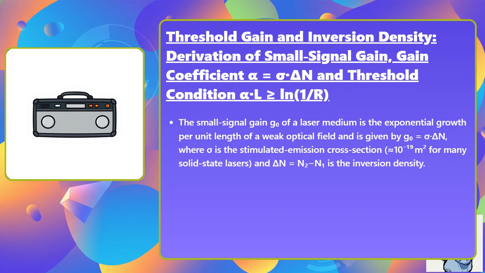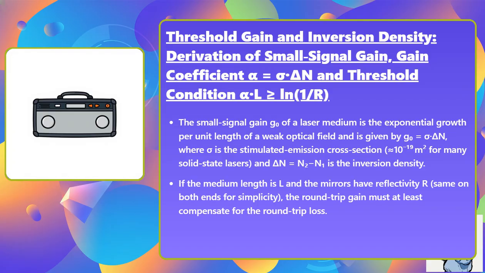The small signal gain G0 of a laser medium is the exponential growth per unit length of a weak optical field, and is given by G0 equals sigma times delta n, where sigma is the stimulated emission cross-section, approximately 10 to the minus 19 square meters for many solid-state lasers, and delta n equals n2 minus n1 is the inversion density. If the medium length is L and the mirrors have reflectivity R, same on both ends for simplicity, the round-trip gain must at least compensate for the round-trip loss.